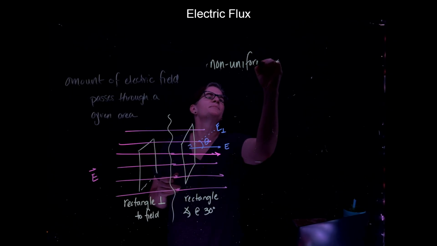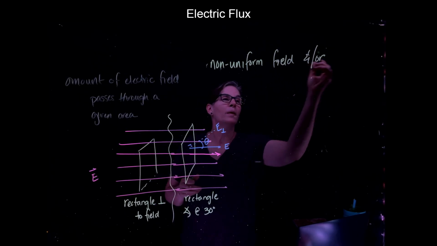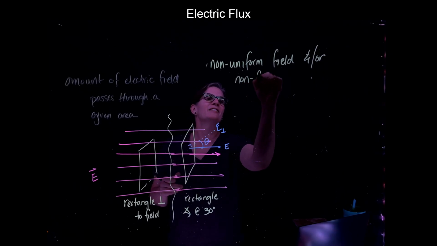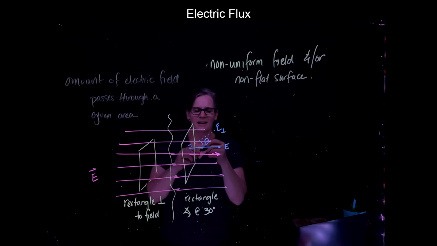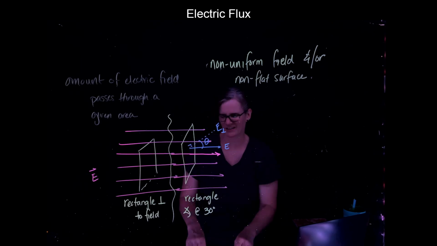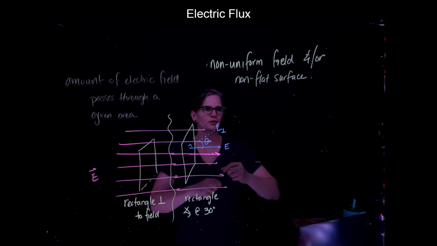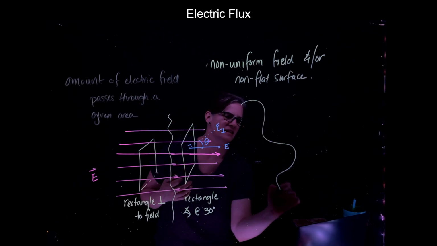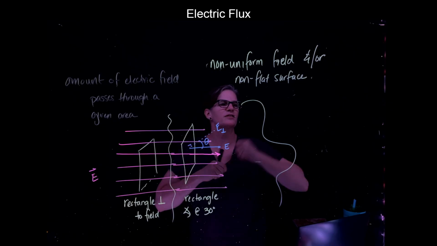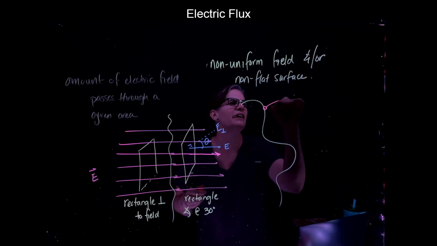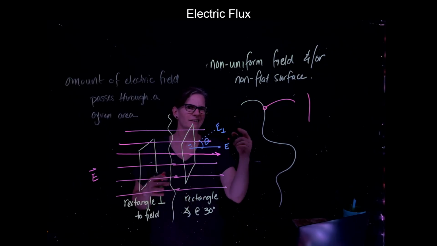Okay, so a non-uniform field or a non-flat surface. Let's say I have a curved surface and a non-uniform field. What if that's the shape of my surface? And I dive down into that surface and look at a tiny little area. Well, that tiny little area kind of looks flat.